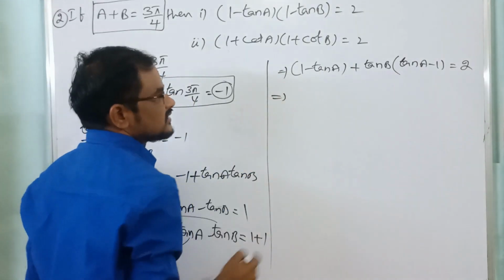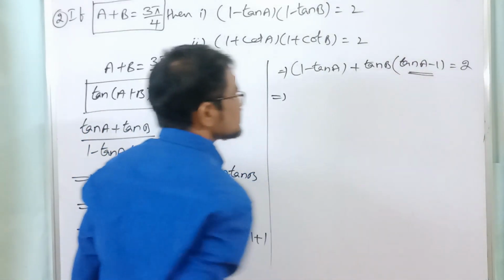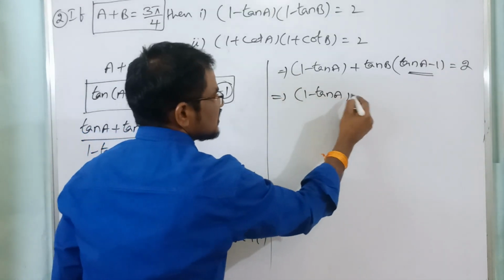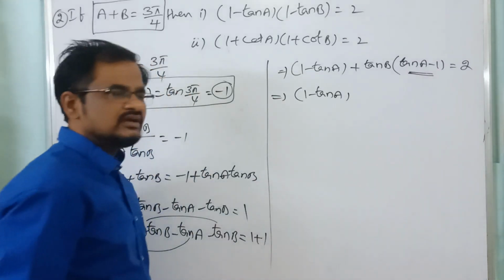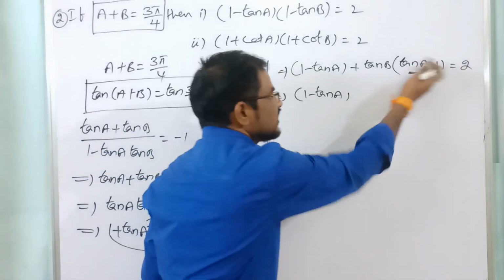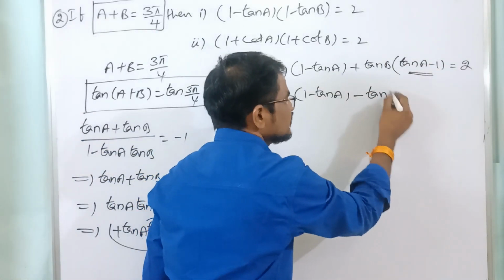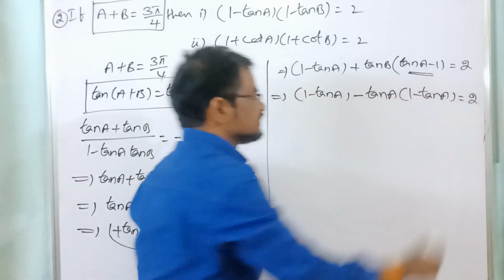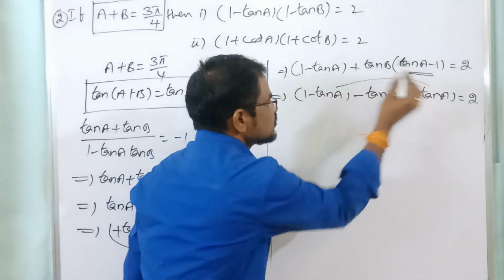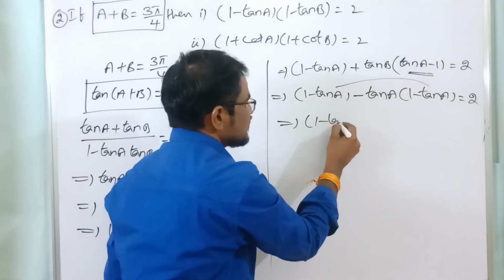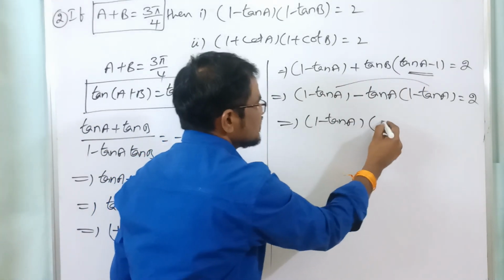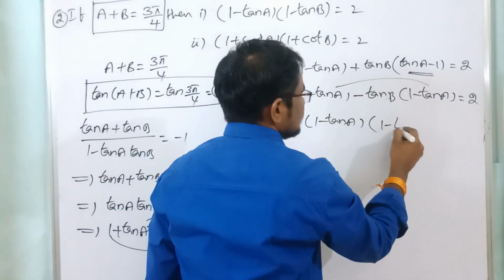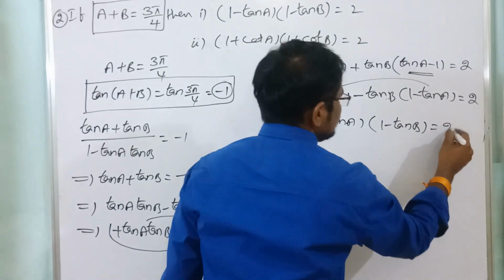That implies, here take minus common, because here 1 minus tan A is there, so this is also 1 minus tan A. For that I will take minus common, so here you will get minus tan B times 1 minus tan A equal to 2. Again from these two, what can we take common? 1 minus tan A. What is remaining here? 1, and here minus tan B, equal to 2.